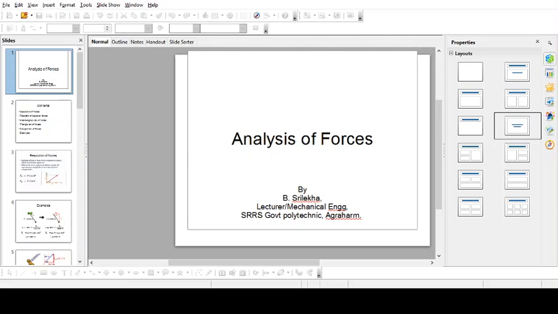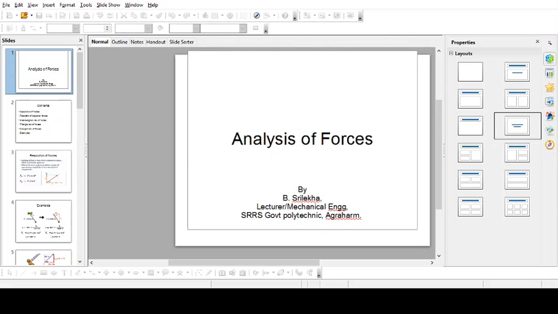What happens? R is equal to under root P square plus Q square plus 2PQ cos 90. There cos 90 is simply 0, so 0 into something will be 0. The resultant will be under root of P square plus Q square. Again, the same if you apply in this also: tan alpha is equal to Q sin 90 by P plus Q cos 90. Sin 90 is 1, cos 90 is 0, so the leftover will be tan alpha is equal to Q by P. So alpha will be equal to tan inverse of Q by P.